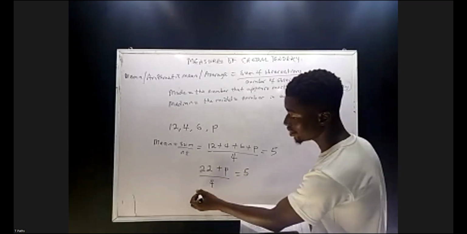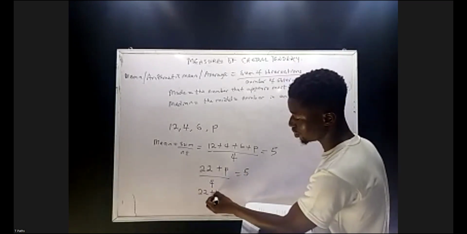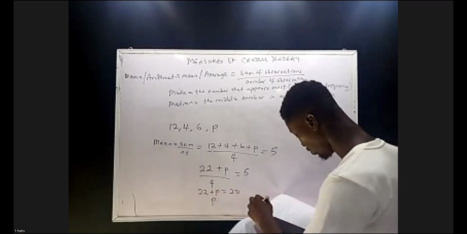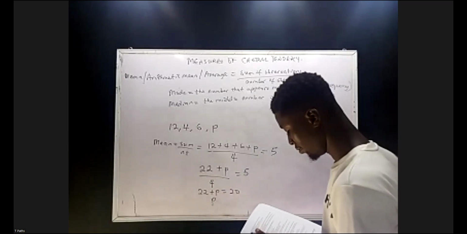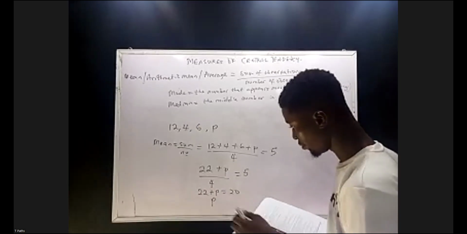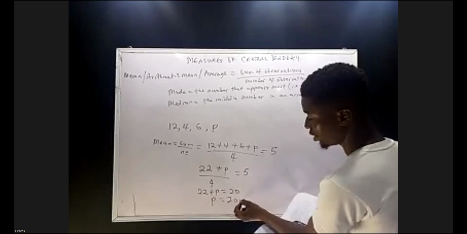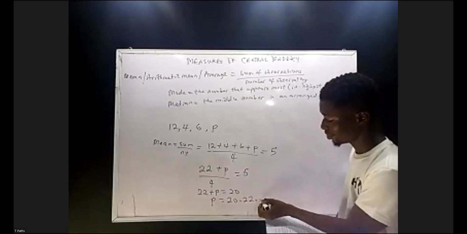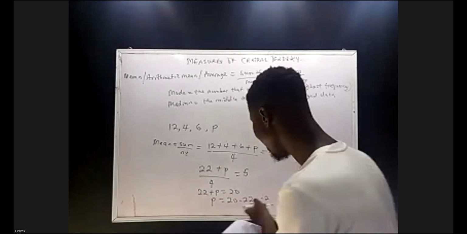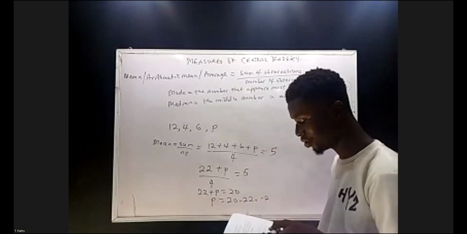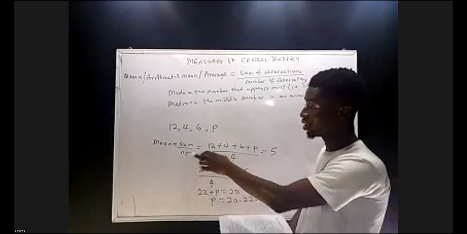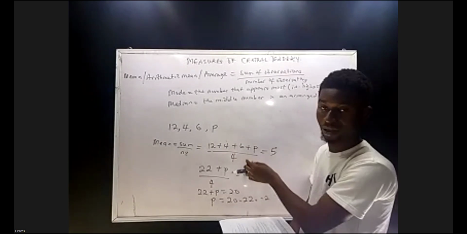22 plus P over 4 is equal to 5. Now we cross multiply. I have 22 plus P equals 20. Now my P is equal to 20 minus 22, which is minus 2. So there's a fault in this question. We are getting a negative number, and none of the options are negative. But I hope we get the logic.